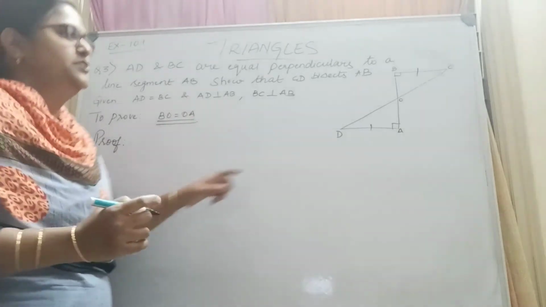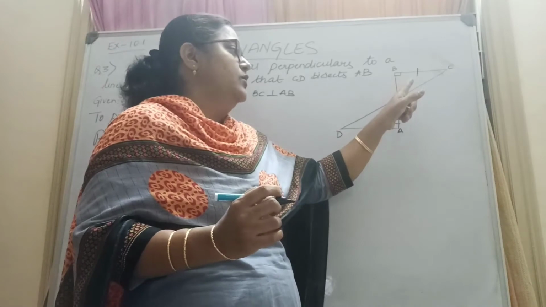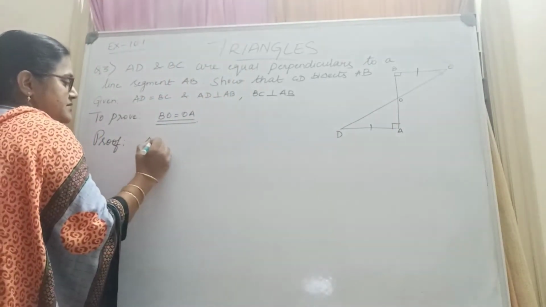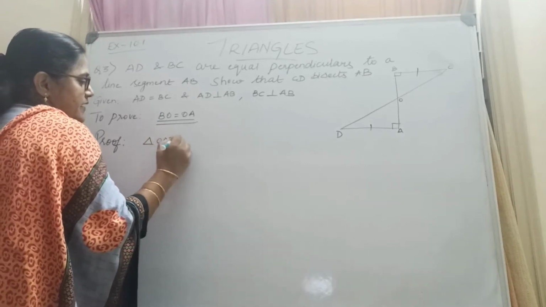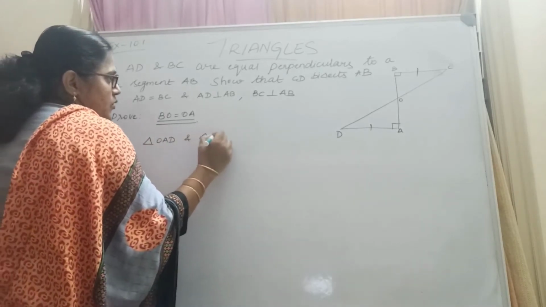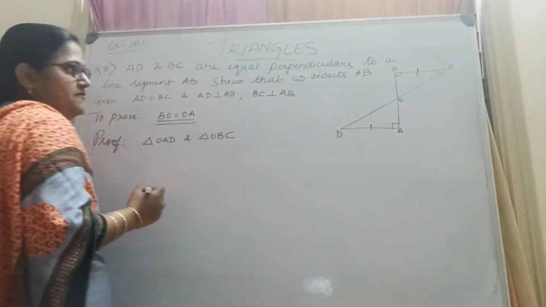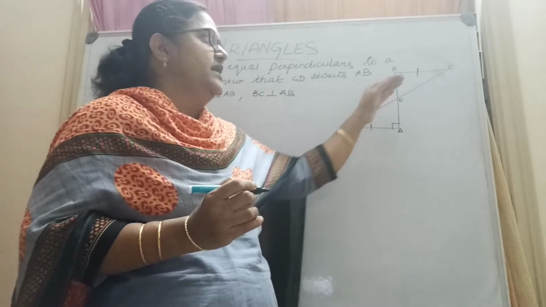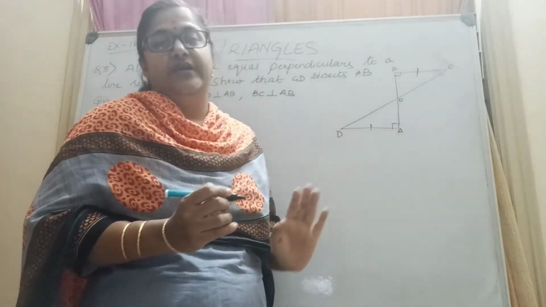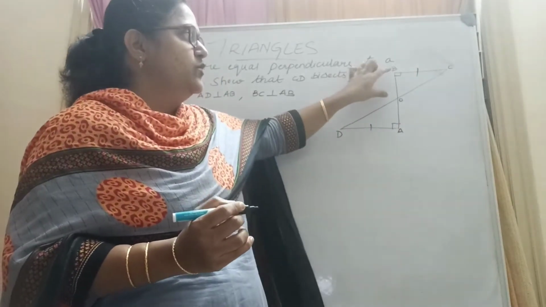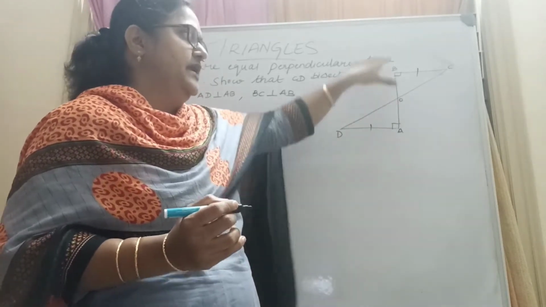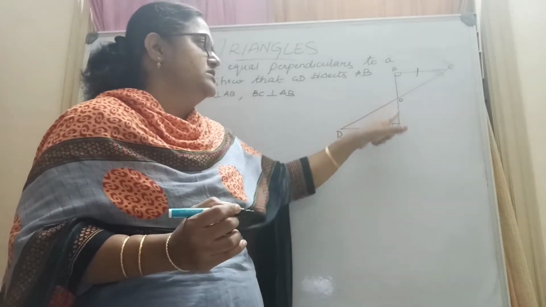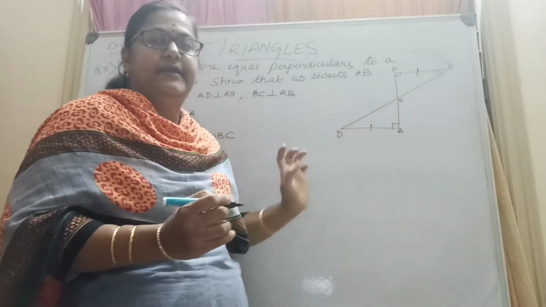Now you can see two triangles here, triangle OAD and OBC. So consider those two triangles, triangle OAD and triangle OBC. Now I have to try and prove that these two triangles are congruent to each other. In that case, I can easily prove that O is the midpoint of AB, or I can say side BO from triangle OBC is equal to side OA from triangle OAD.